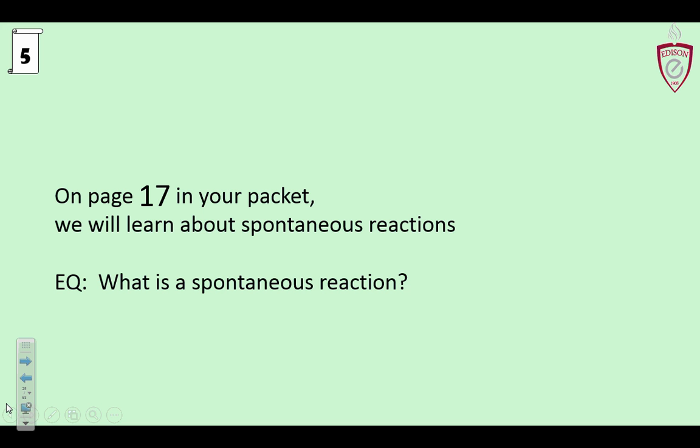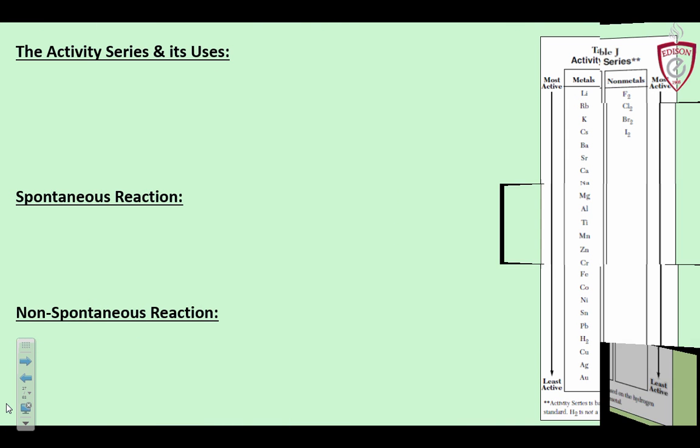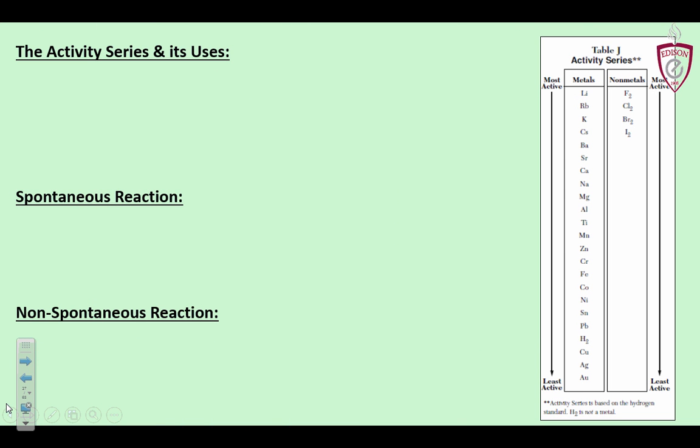Oh, here we go. Page 17, we're going to figure out what spontaneous reactions are. And we are going to use the activity series to help us. It ranks our metals according to reactivity. We saw this in acids and bases, and we used it to decide if a metal will react with acid. If it was above H2 on this chart, it does. It's actually in this POGL, the second POGL for this unit as well.